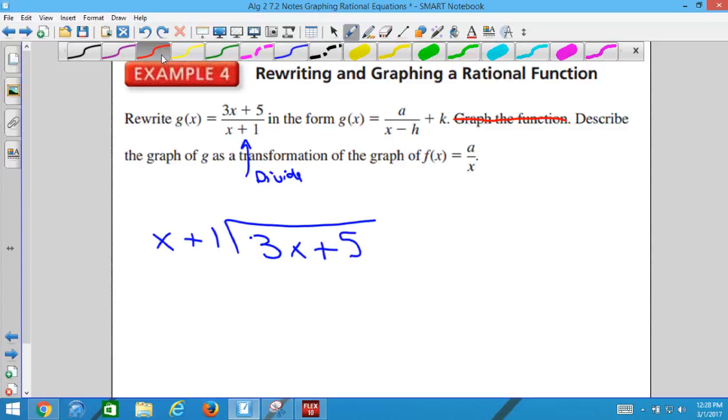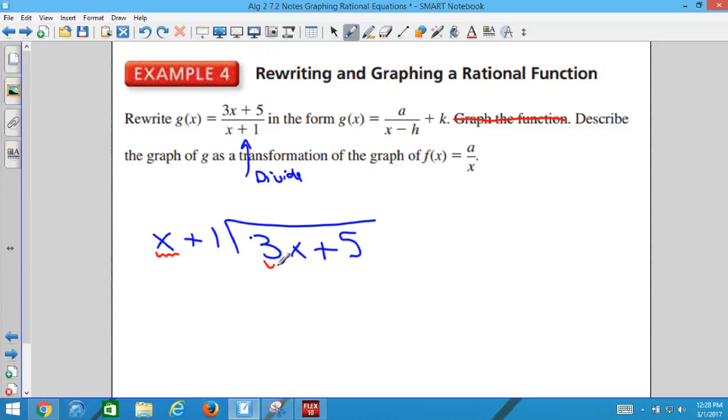First thing you do is you look at x and you look at 3x. You put 3x over x and you divide it. What do you get when you put 3x divided by x? 3. So I'm going to put that up here.